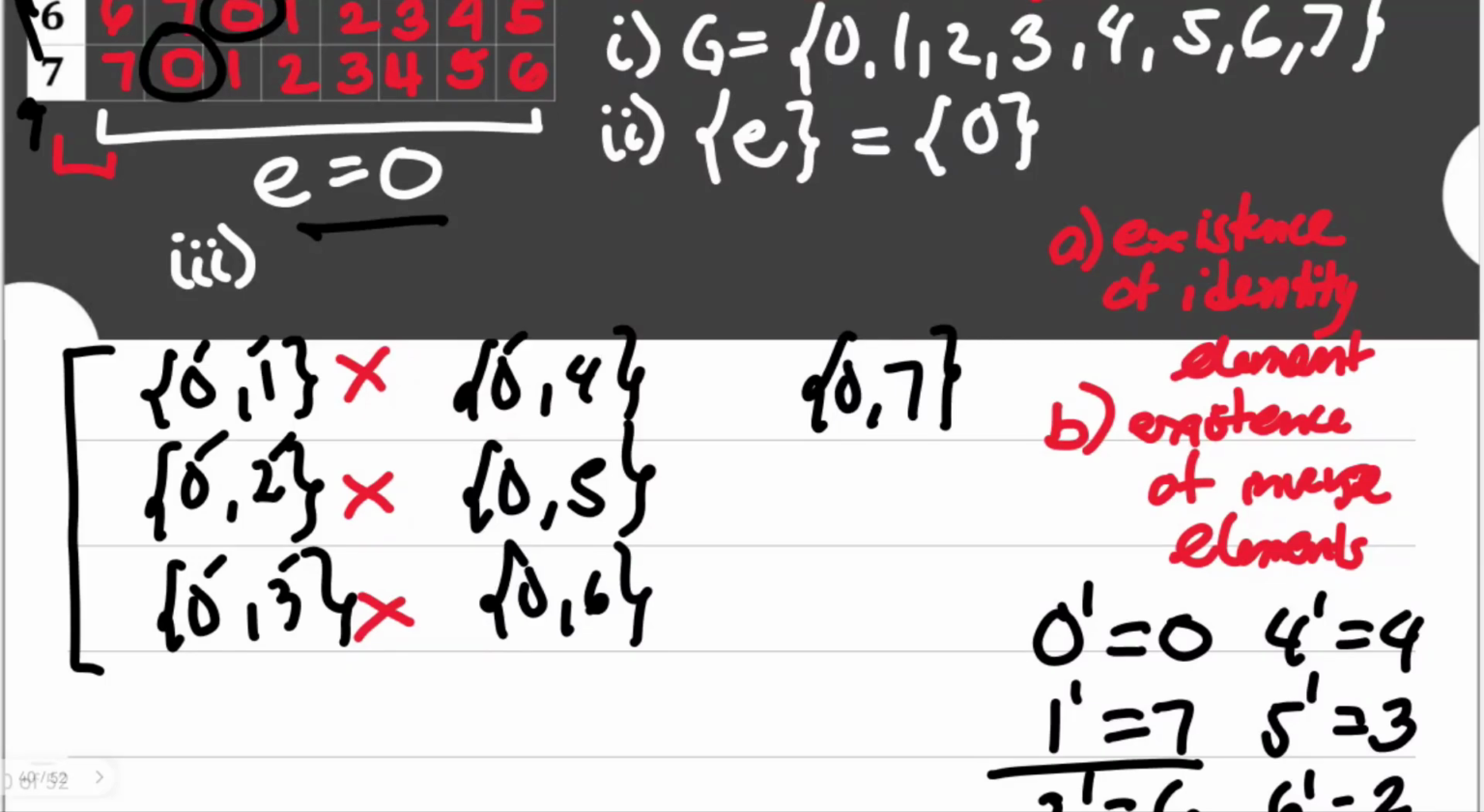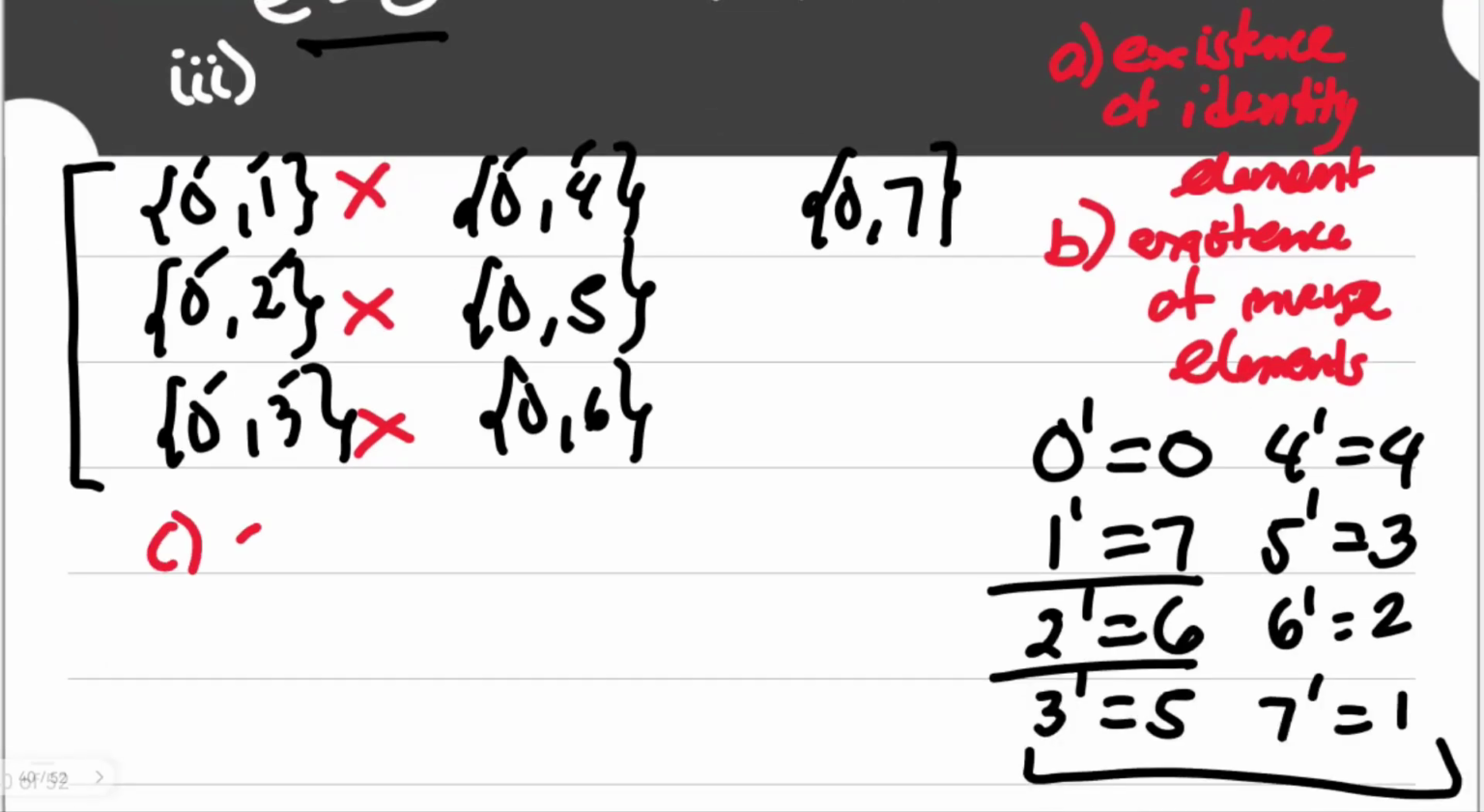How about 0 and 4? The inverse of 0 is 0. The inverse of 4 is also 4. So how about this one? Do we consider this as a subgroup? The next part here and the last part is the identification of the closure property.